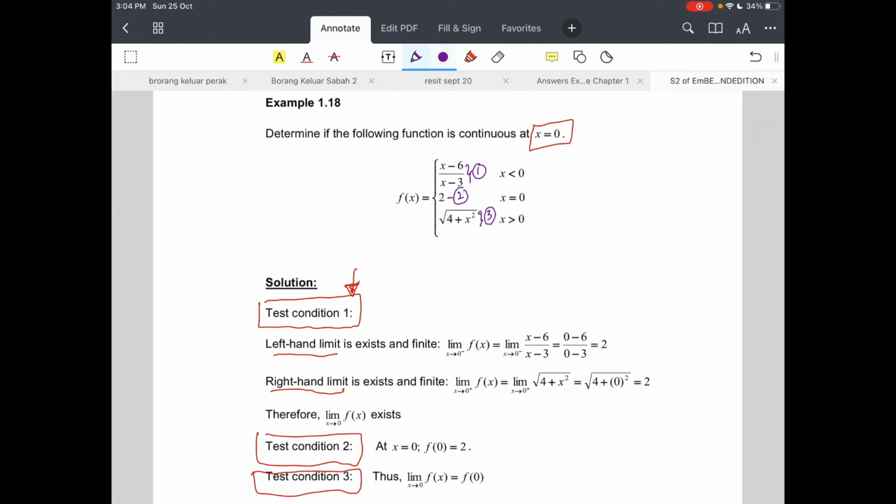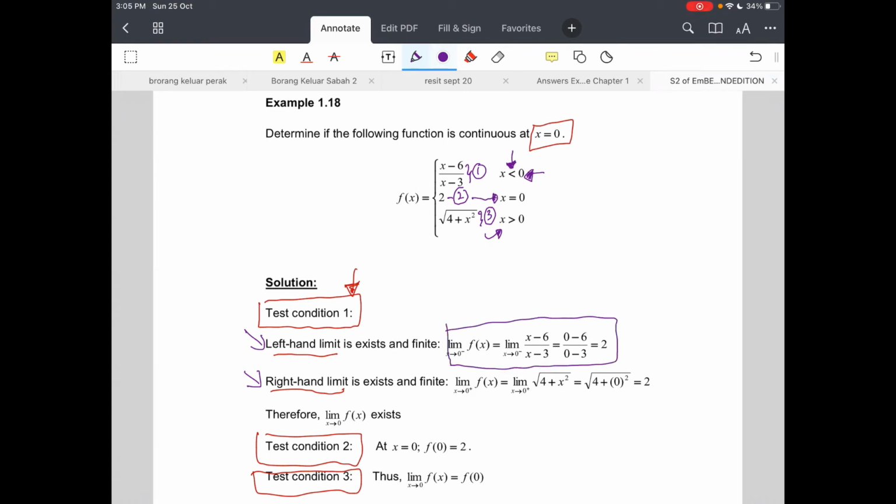So as for the first function, look at the x condition here. It says x less than 0. For the second function, it says when x equals 0, and for the third function, the condition is x greater than 0. So within these conditions, you can determine which functions to use when evaluating the left hand limit and right hand limit. As for the left hand limit, we are looking for x less than 0, of course. So this is the function that you need to evaluate.